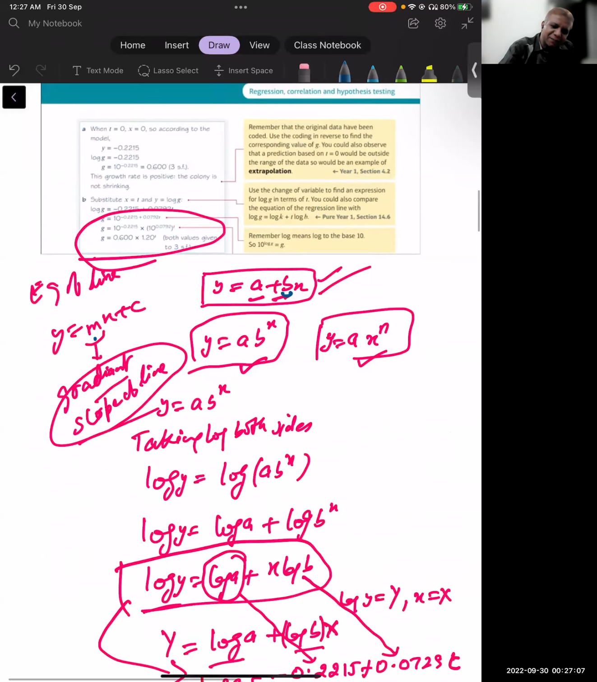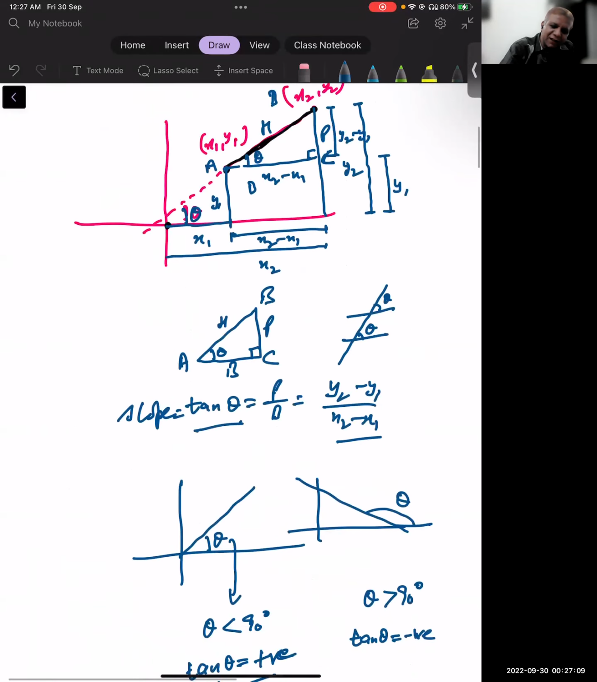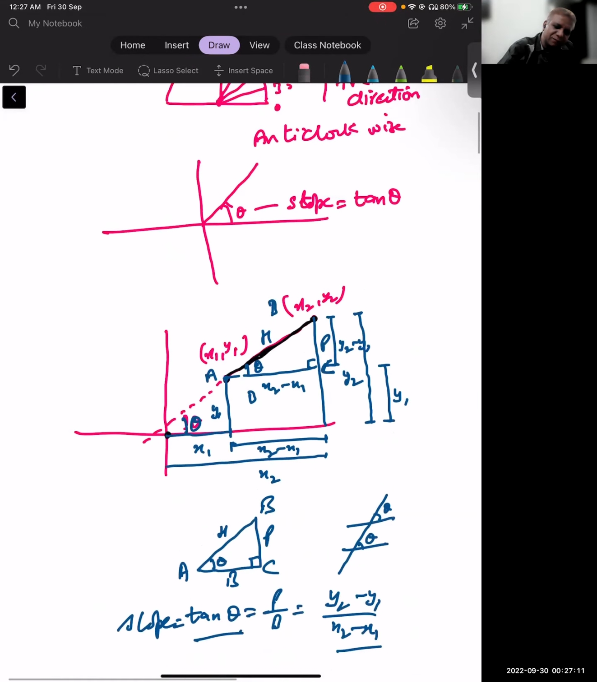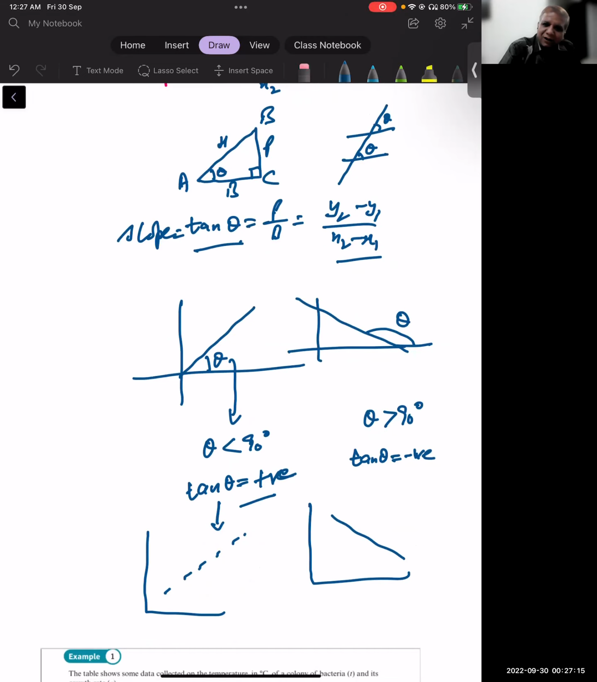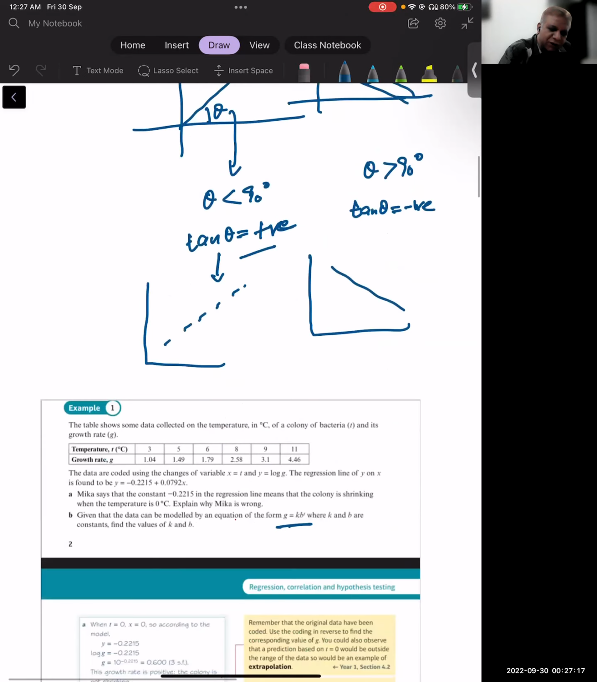Why have we done this? Just to know that when tan theta is positive, it will be the first quadrant. That's what I told you about the negative and positive. Got it? So can you do this question?